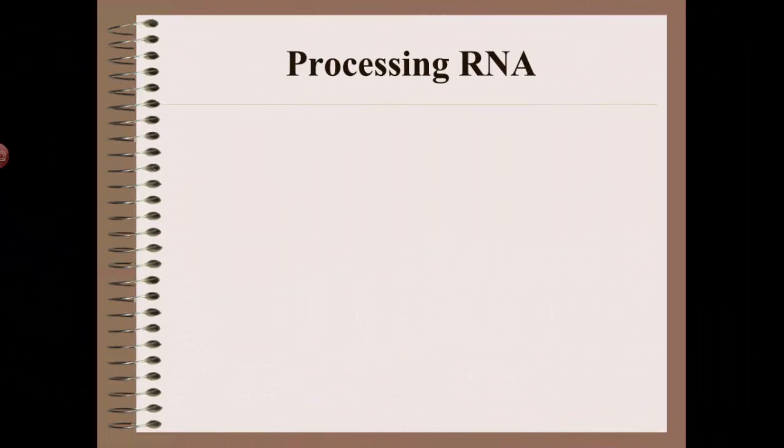So before the transcript can leave the nucleus, it has to be altered slightly. And there are a few reasons why this is going to happen. For one thing, we need to give it directions on how to get to where it needs to go. And for another thing, we may need to snip some pieces out of it, pieces that aren't really part of the information we want.